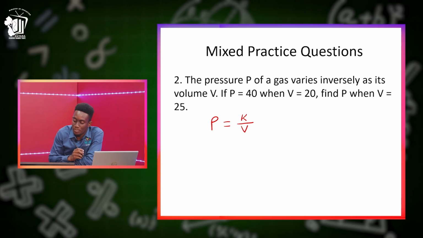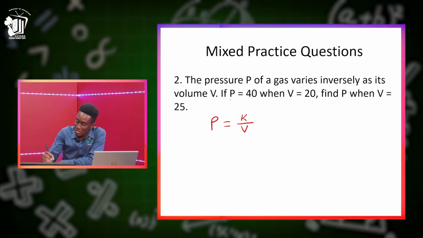First thing we need to come up with is the equation. So P is equal to K over V because it varies inversely as its volume. They want you to find P when V is equal to 25. So firstly, we must find what is K. They did not ask us to find for K, but we have to find for K. So we put in the values that we know for P and V. So we see P is equal to 40, which is equal to K over V, which is 20.